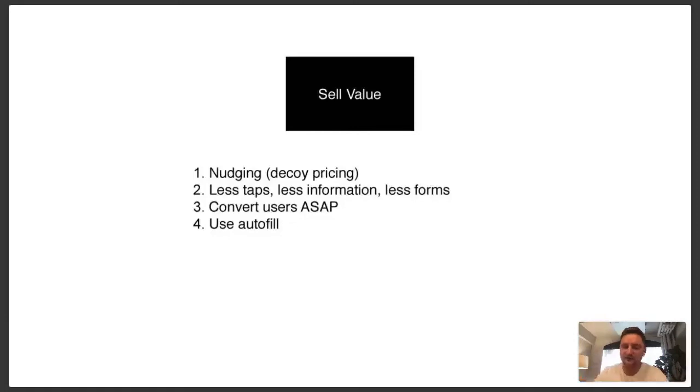So less steps, less information, less forms, obviously. Try to convert users ASAP. Try to convert users during this session. Always try to use autofill, because when we made autofill on Android for our users for credit cards, we tested it, and our conversion started to be much better. And it's a common rule, try to establish the best user experience possible, and autofill always helps with it.